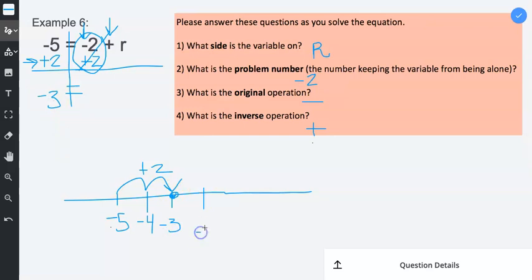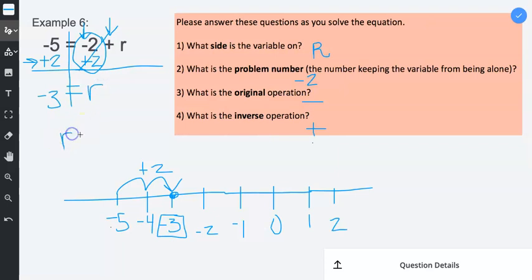I'm just going to draw a little bit more of the number line so that this makes more sense. So we were just moving to the right. So this is actually a larger number than -5. We added 2, so it makes sense that this would be a larger number. -2 plus 2 is 0, so you're left with r.